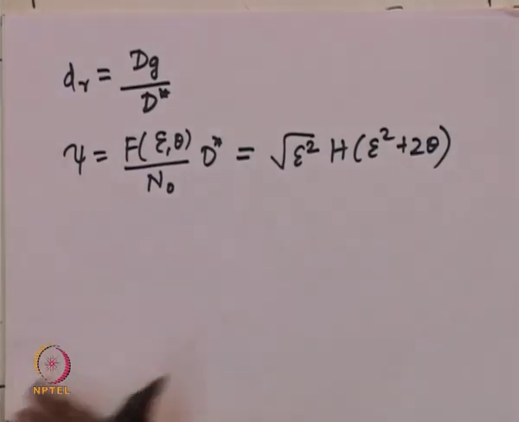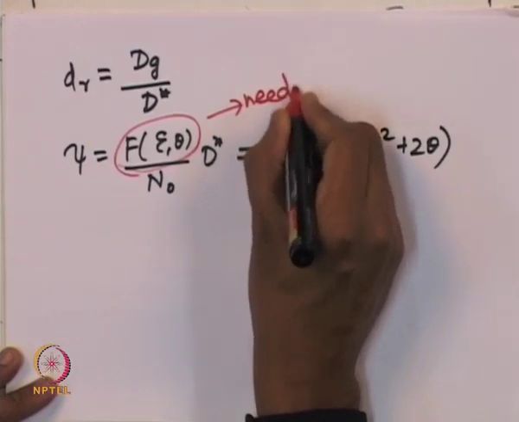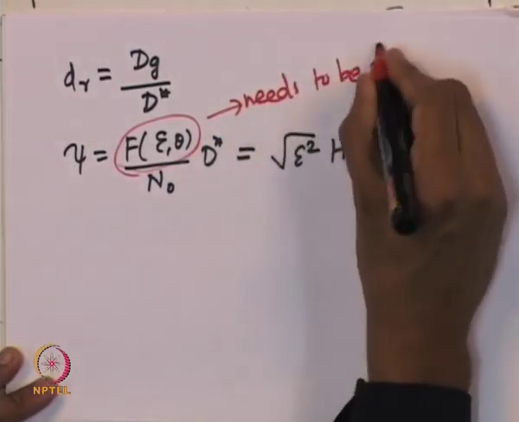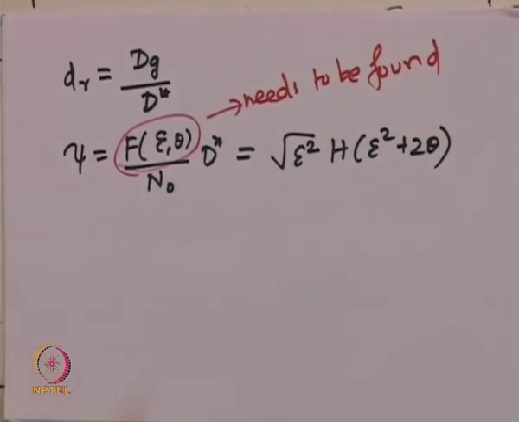So, now, if we want to find out what is the final distribution, we need to find this expression f of epsilon comma theta. This expression needs to be found in order to find out what is the instantaneous distribution of the sizes. So, how can we do this?